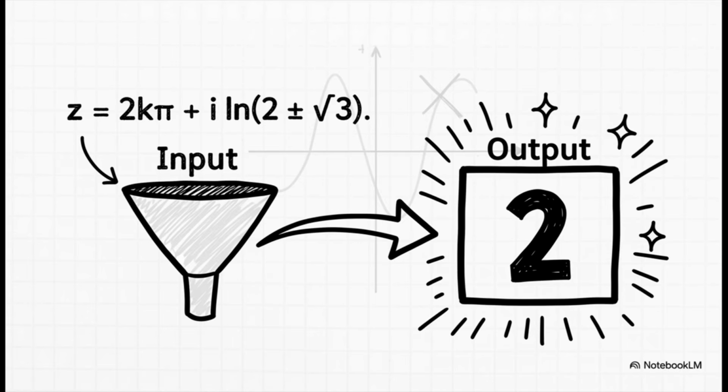The answer is yes, cosine can equal 2. And this is just a perfect example of how weird and cool complex functions are. We had to plug in a complex number, one with an imaginary part, to make it work. But the output is a perfectly real number that we were always told was impossible.